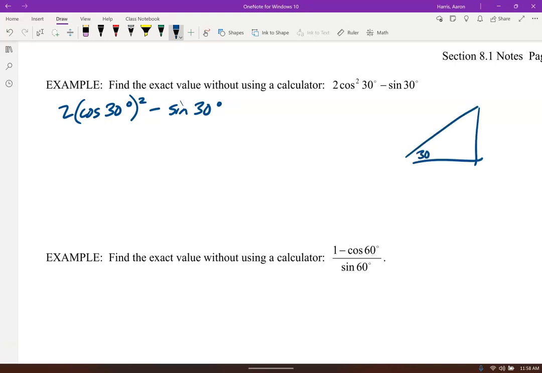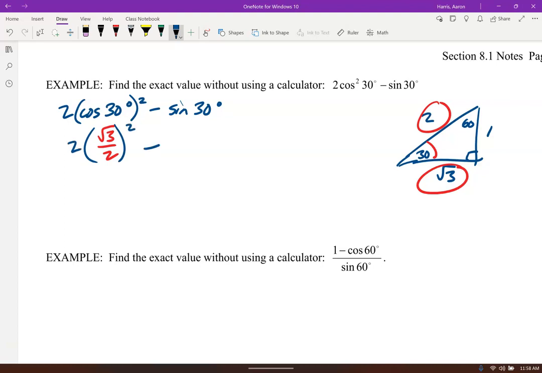So here's our 30, 60, 90 triangle. And notice the cosine of 30 is adjacent over hypotenuse, right? So this is root 3 over 2. Minus the sine of 30 degrees, which is opposite over hypotenuse.